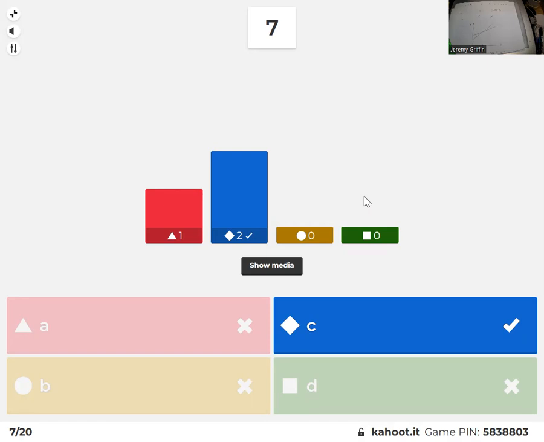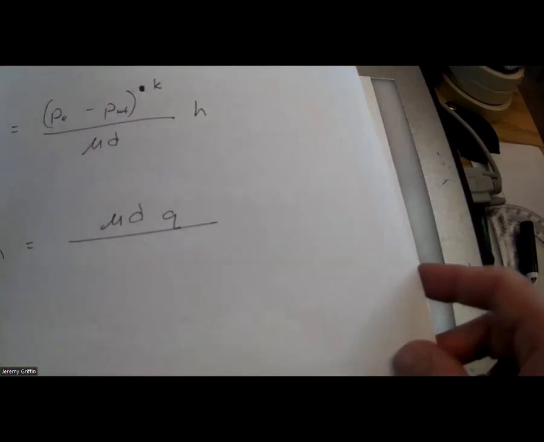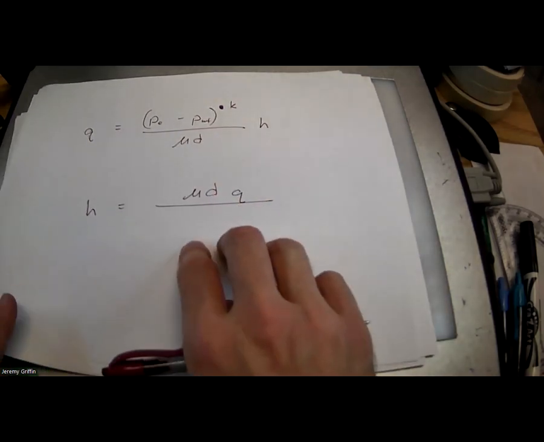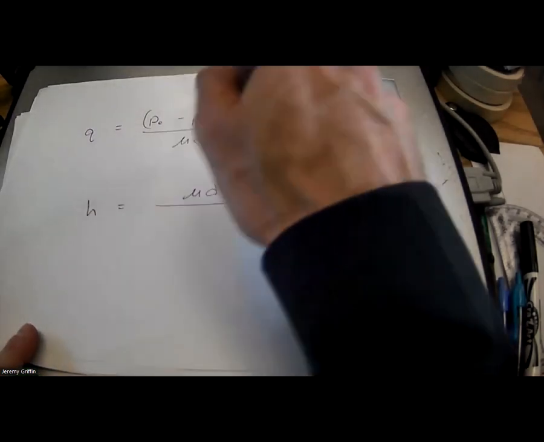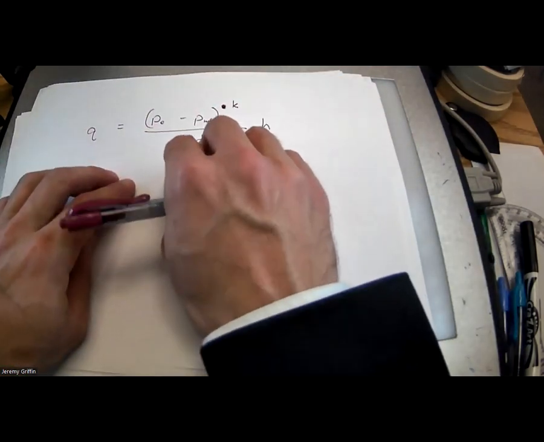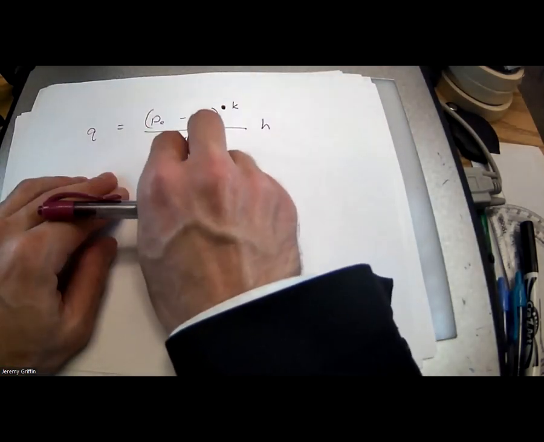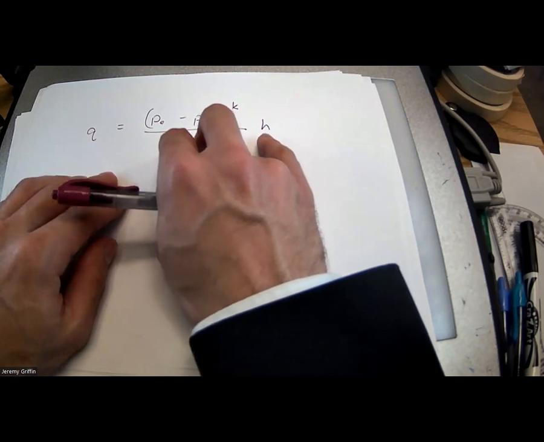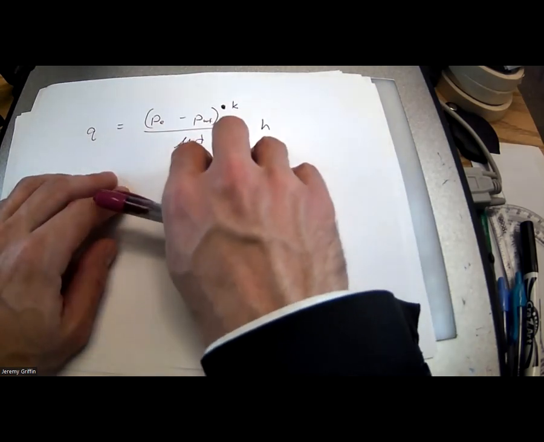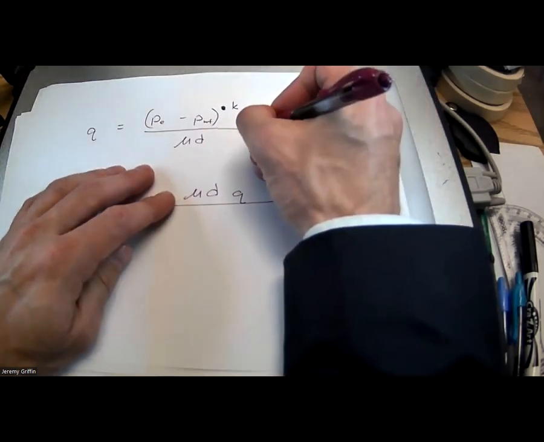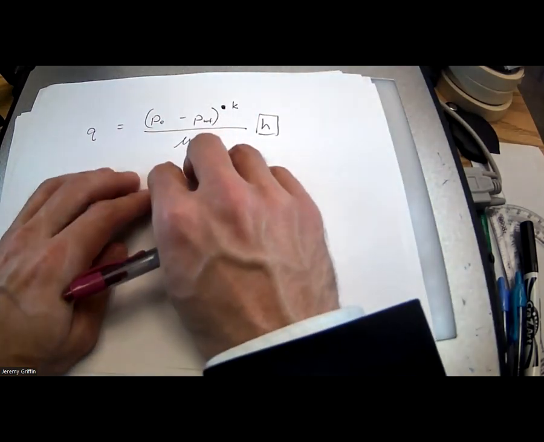All right. You guys figured that out? So switch over and show you guys that one. This one is a problem that at a glance looks really big and complicated, but when you break it down into how you solve it, actually it's not that bad. Right? So they give you this: difference of p's to the power of k over mu times d, all times h. This h is in the numerator. And they said solve for this h in terms of all the other variables.